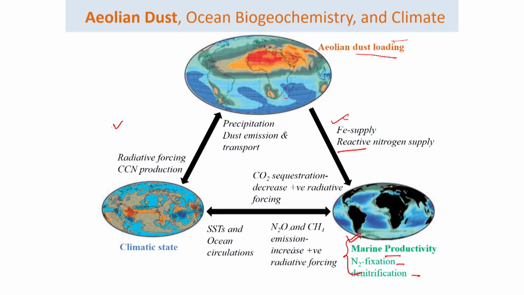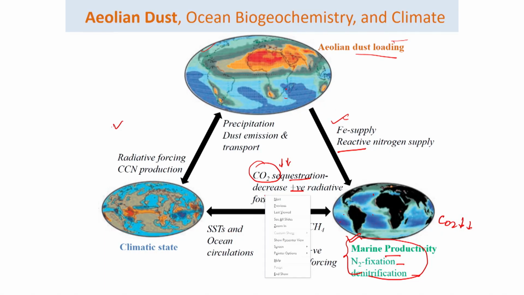There could be a bi-directional relationship between marine productivity and climatic state. N2O and CH4 emission increase positive radiative forcing. When there is more marine productivity, what will happen? CO2 will be consumed, so CO2 concentration will decrease, meaning there will be CO2 sequestration. CO2 will be sequestered from the atmosphere. This will decrease the positive radiative forcing caused by carbon dioxide as a greenhouse gas. When the positive radiative forcing is reduced, sea surface temperature and ocean circulation can be affected.